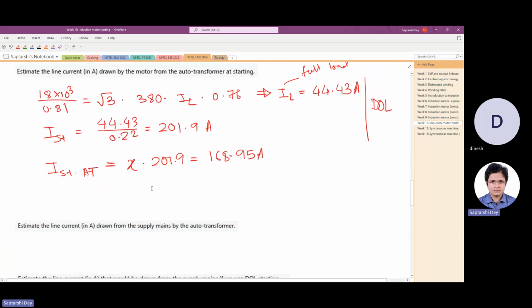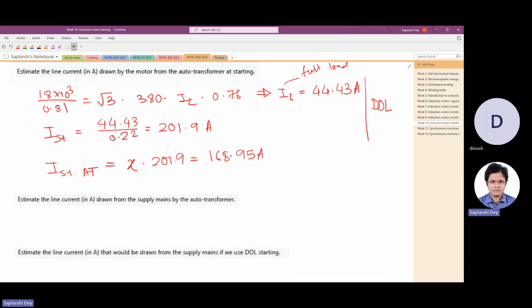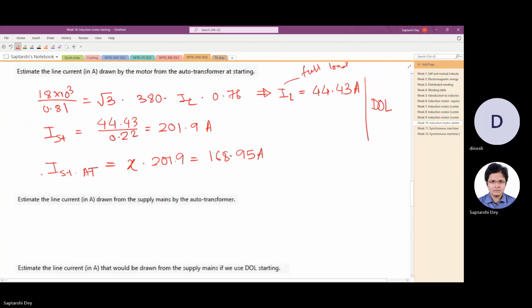Now, the line current drawn from the supply mains. So again another X will be multiplied. So line current at auto transformer starting is another X times 168.95. That is 141.